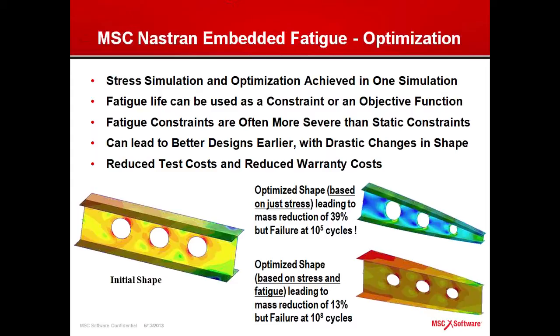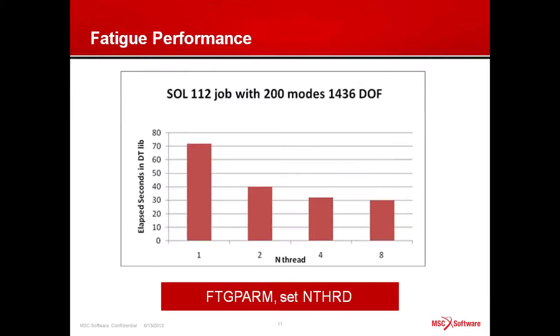But if you combine fatigue as a constraint in the optimization process, well, unfortunately, you don't necessarily save the same amount of mass, but you keep the durability to be very high, 100 million cycles, so that effectively reduces warranty costs and makes sure that your customers are happier as well.